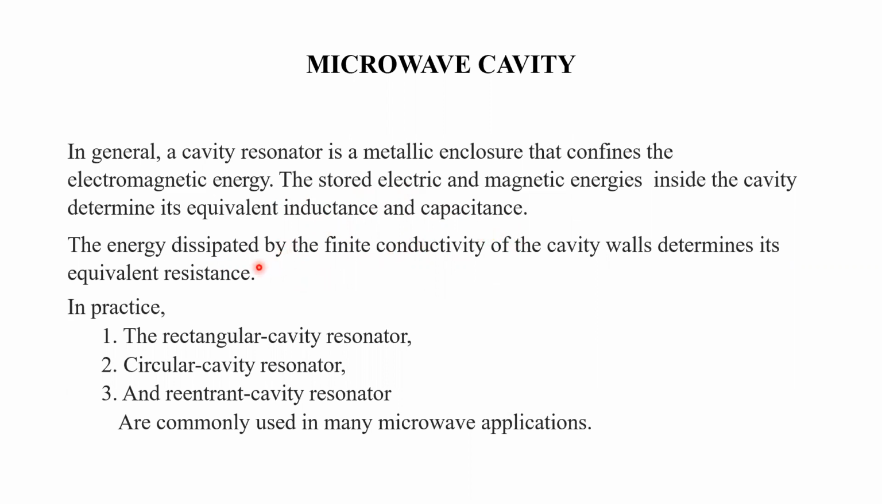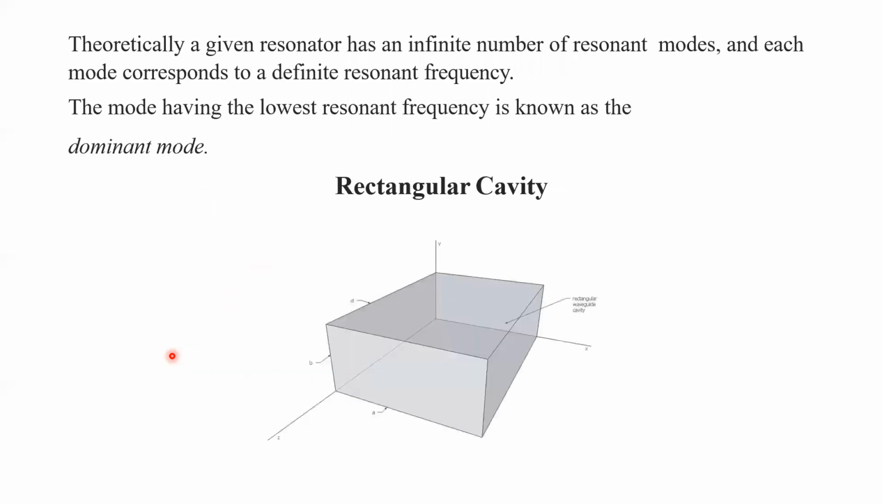In practice, there are three types of cavity resonators. They are the circular cavity resonator, the rectangular cavity resonator, and the reentrant cavity resonator. These are the most commonly used in microwave applications. Theoretically, a cavity resonator has a finite number of resonant modes, and each mode corresponds to a definite resonant frequency. The mode having the lowest resonant frequency is known as the dominant mode.